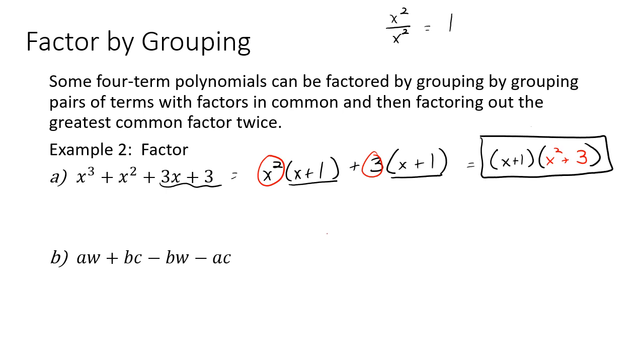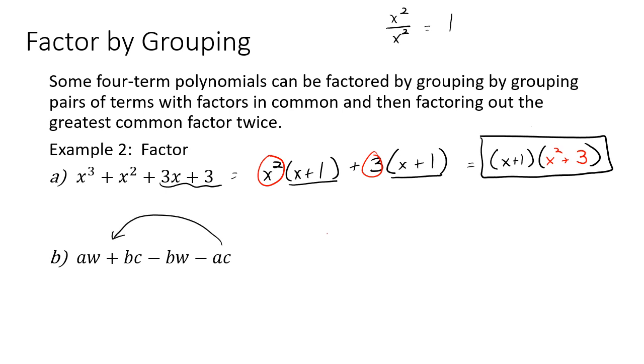Part B is the same kind of problem, but it illustrates an important point, and that's that sometimes you need to rearrange the terms in order to accomplish your goal. So if you take a look at the first two terms this time around, there's nothing in common between the two. AW in the first, BC in the second. Same for the last two sets of terms. But the first and last term has an A in common, and the middle two terms have a B in common. So what if we rearrange things a little bit?